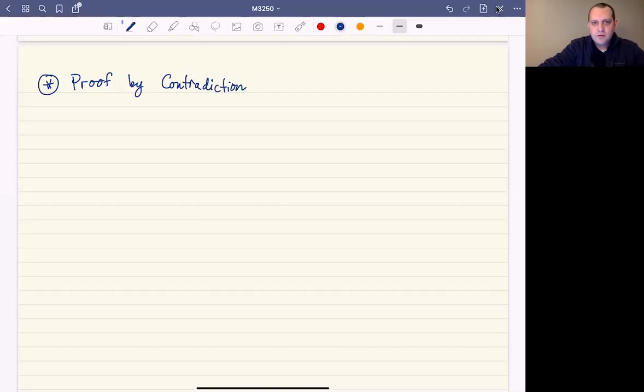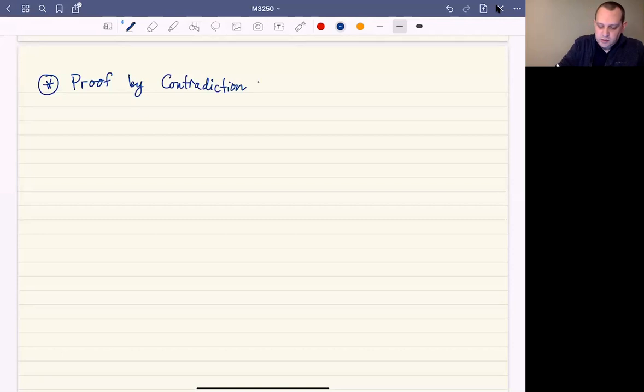So my next goal is to talk about a proof by contradiction, which is our next type of proof strategy that we're going to use. This is something that we've already used a few times over the semester. For example, proving that the real numbers between 0 and 1 are uncountable. We did this using a proof by contradiction.